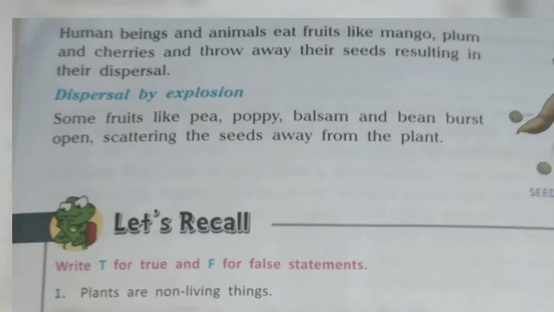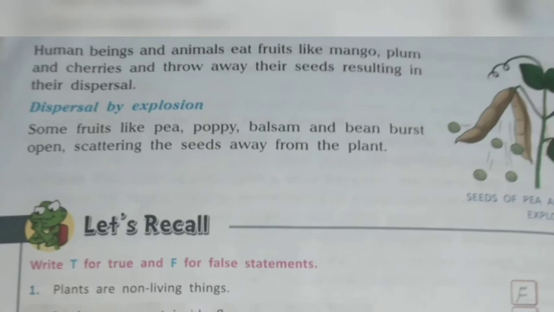Human beings and animals eat fruits like mango, plum, and cherries and throw away their seeds, resulting in their dispersal. Dispersal by explosion. There are some fruits like pea, poppy, blossom, and bean that burst open, scattering the seeds away from the plants. It means the fruit bursts and the seeds are scattered away from the plants.